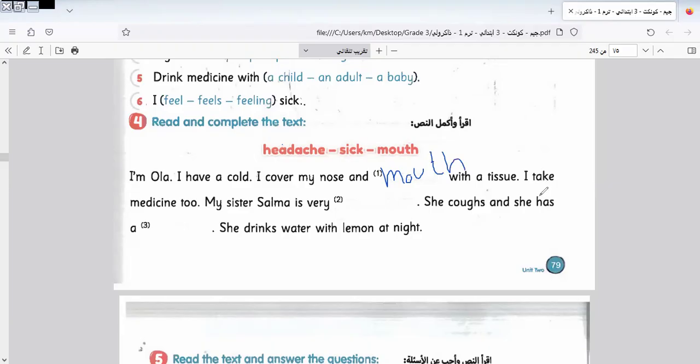The cloth that we put on the nose to prevent a cold from spreading in the room. Okay. I take medicine too. My sister Salma is very sick. She coughs and has what? And has a headache. Let's continue the rest of the exercise.